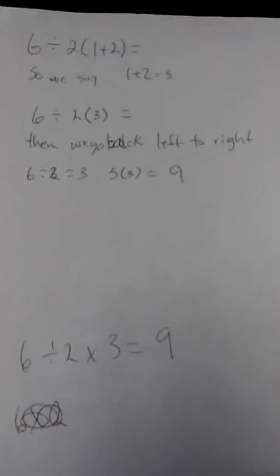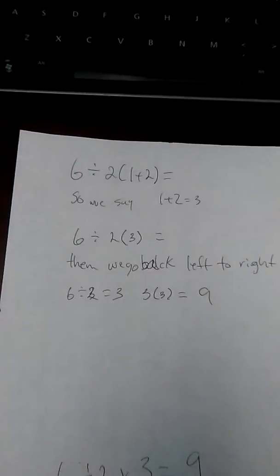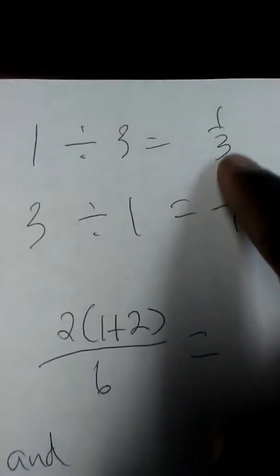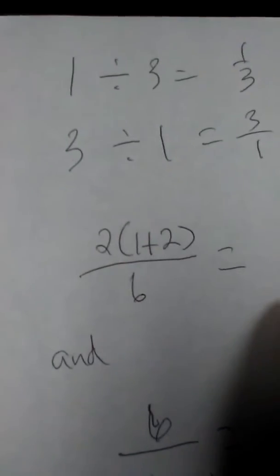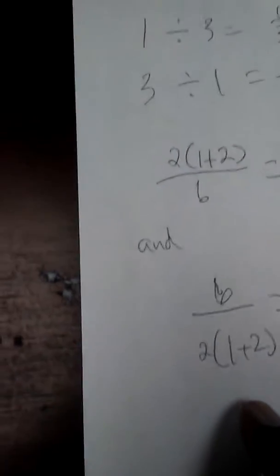But then I got to thinking about, is there any other way to write this equation? And then I came over here and I said, we always learn that 1 divided by 3 equals 1/3, and 3 divided by 1 is 3 over 1. So if you wrote this equation differently and you said 6 over 2 times 1 plus 3, then you're actually going to get 1.